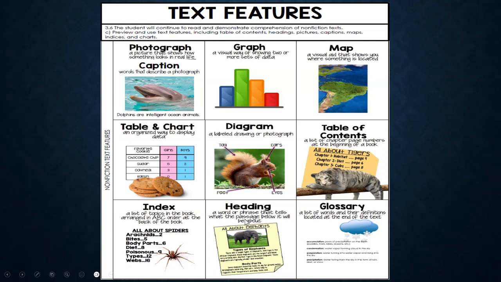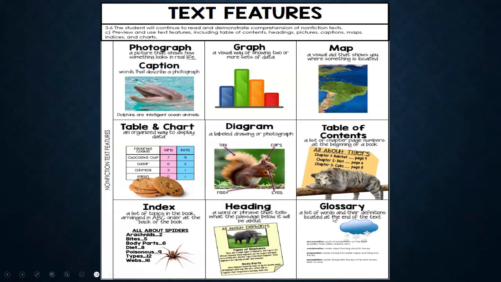Now a heading, you're going to see a lot of this in the GMAS. A word or phrase that tells what the passage below it will be about. All about elephants. That's a big heading. But there's these subheadings. There's types of elephants. There's body parts. And those are additional information that tells you what you're going to read in that section. In this section, there's types of elephants, but in this section, there's body parts. So you'll know exactly what you're reading, and they're going to ask you about it.